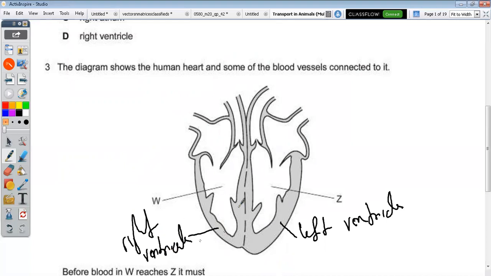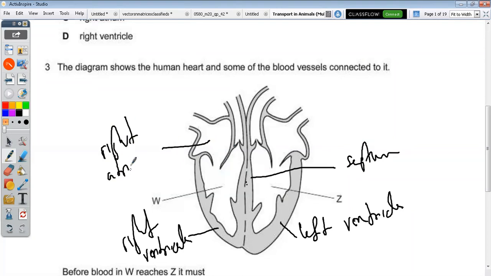Look at your diagram there. This is the septum here. We said it separates the 2 chambers. This is the right what? Atrium. Sorry, this is the left atrium. It's not difficult. Then the valves, you need to know them.